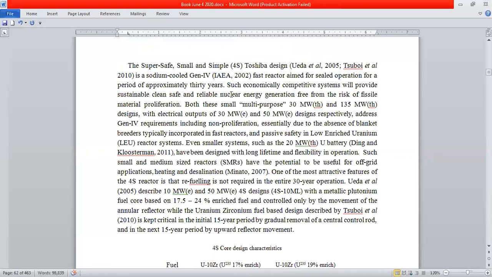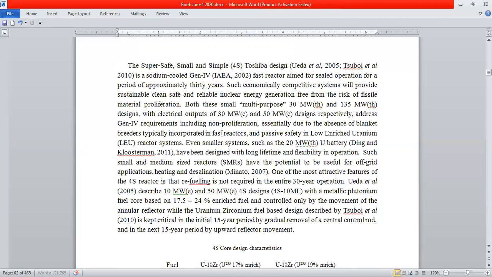So this is aimed for sealed operation for a period of approximately 30 years. And if you look at the design, it's fascinating. It's small, and it's relatively free from the risk of fissile material proliferation. They have designed a 30 megawatt thermal reactor and a 135 megawatt thermal reactor with electrical outputs of 30 megawatt and 50 megawatt respectively.